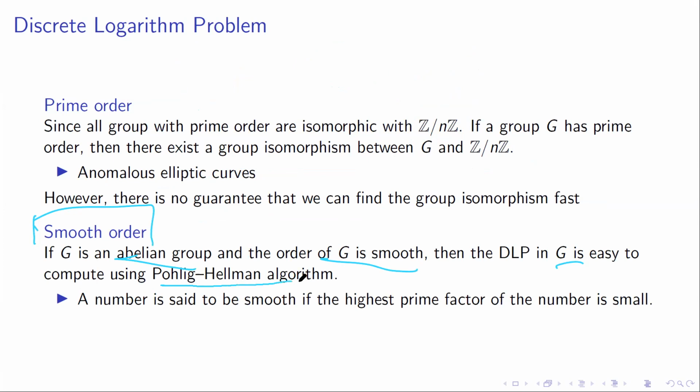What do you mean by smooth? A number is said to be smooth if its highest prime factor is small. So let's say I have n equal to a product of prime powers. If the highest prime factor p is small, then the number is smooth. If the order is smooth and it's an abelian group, then we can solve it using the Pohlig-Hellman algorithm.